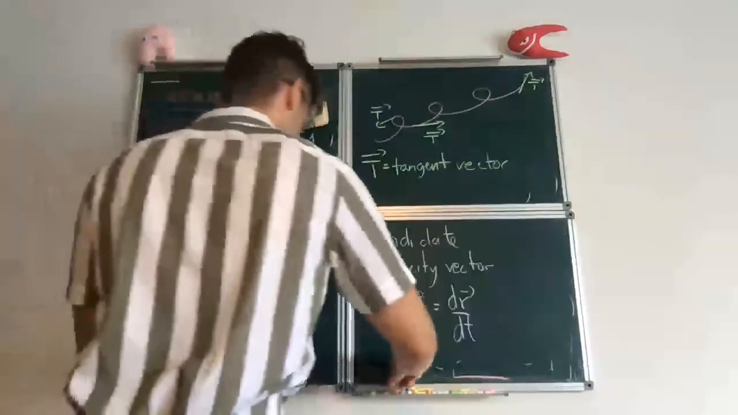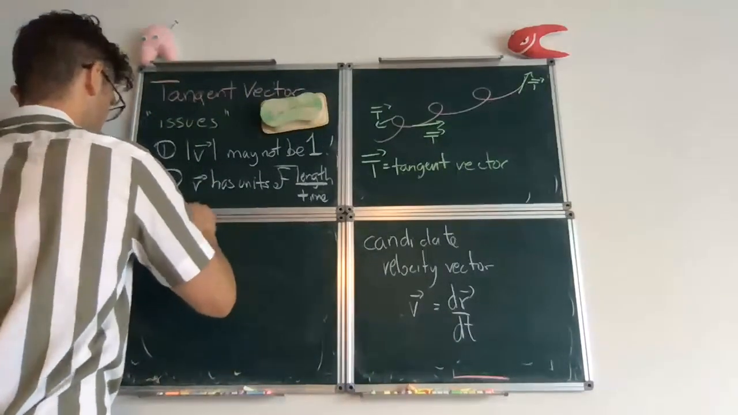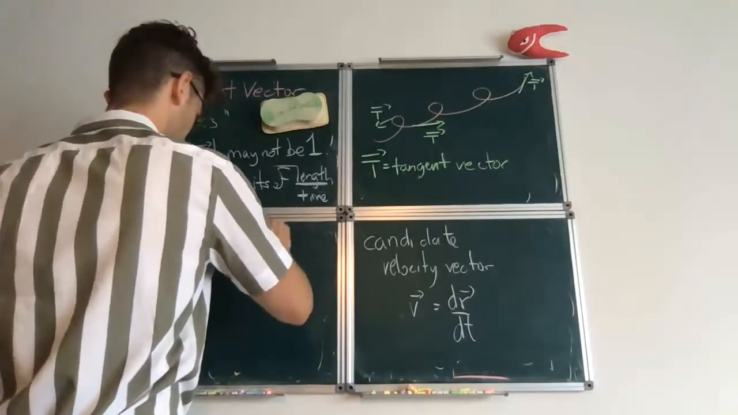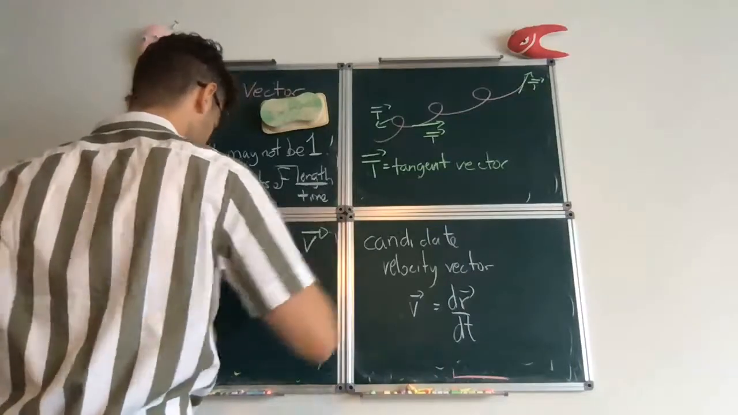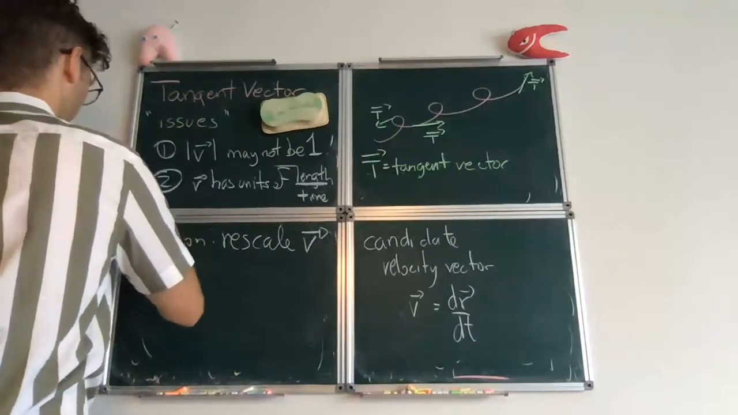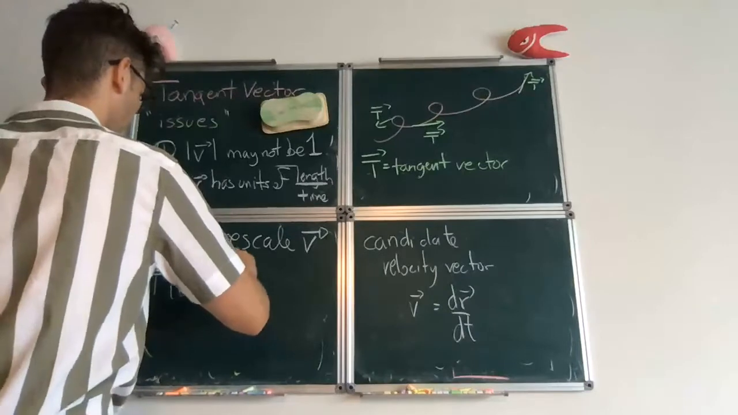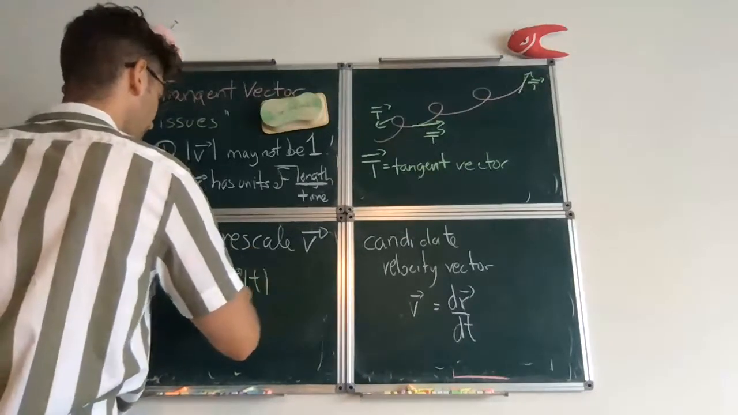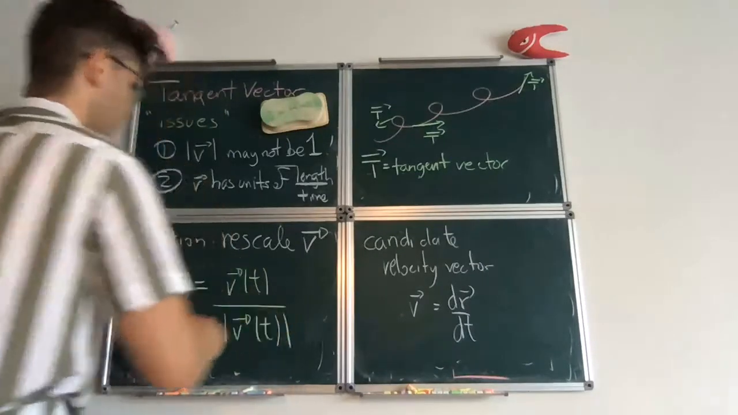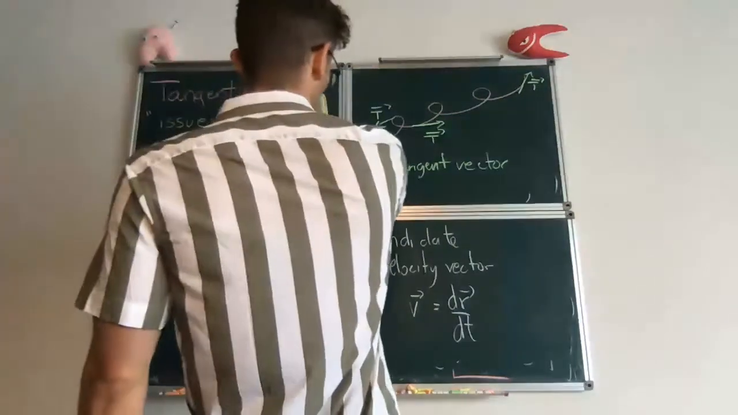And so the solution is to rescale the velocity vector. And so our definition for the tangent vector at a point is just the velocity vector divided by its norm. Okay? And that's what we're calling the tangent vector.